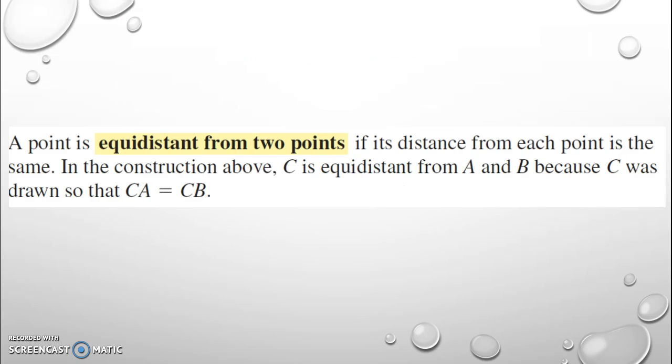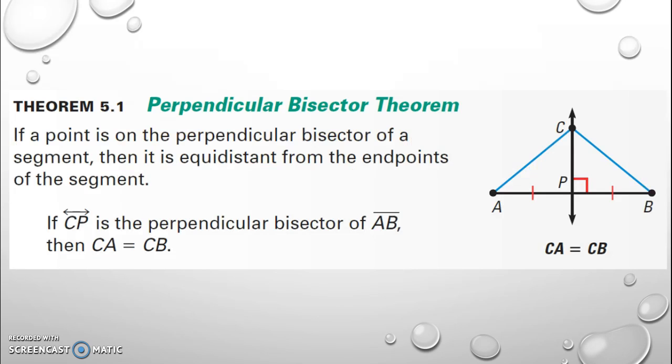Alright. Equidistant just means the same distance. Equi again meaning equal. Obviously you know what distance is. So equidistant meaning two things are the same distance.